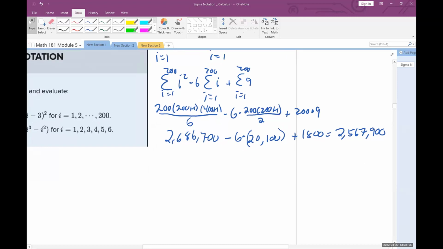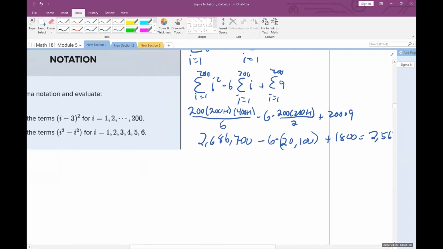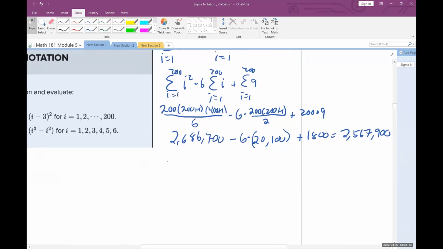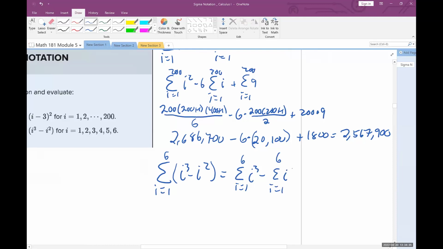expanding things in there. The second one we were looking at is i cubed minus i squared. So we're looking at the sum, i goes from 1 to 6, oh, just a 6, thanks. Come on, don't you want to go to 200 again? So that'd be the sum i goes from 1 to 6 of i cubed minus the sum i goes from 1 to 6 of i squared. So we'll use the formulas again that are just above this.